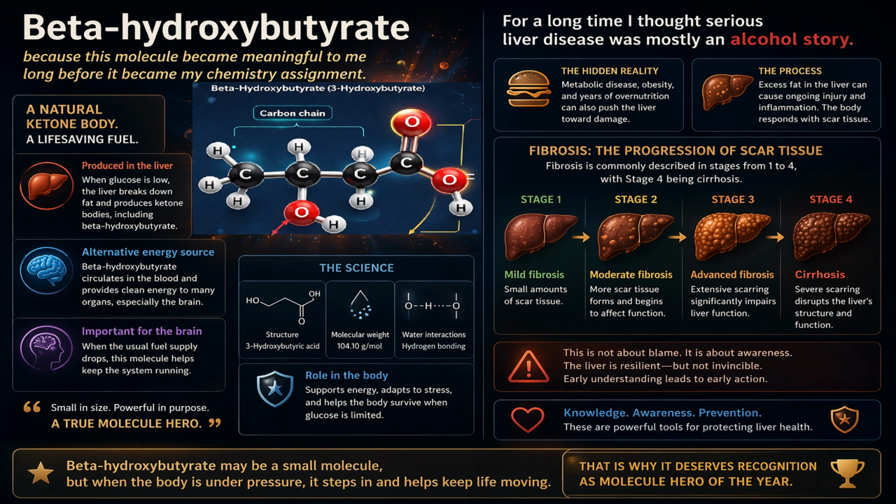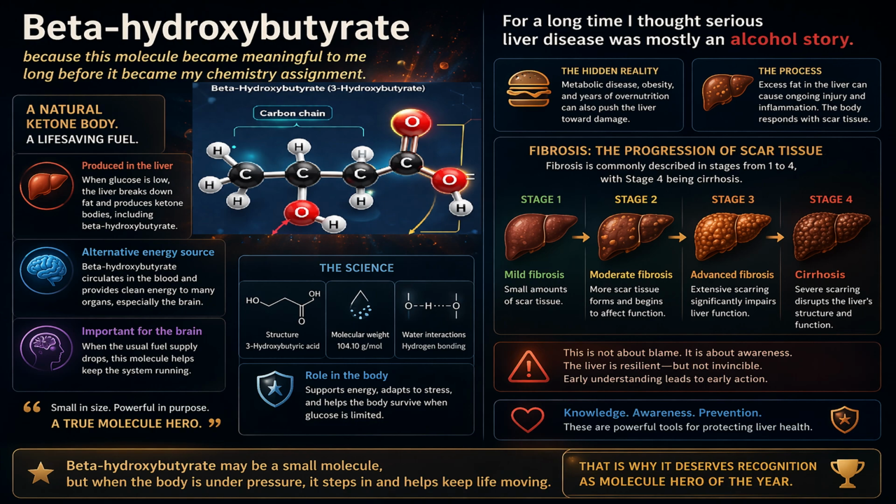being cirrhosis. What made this personal for me was that I had been told for years that I most likely had a fatty liver. But eventually I learned what that could mean: liver disease is not always loud in the beginning. It can develop quietly while normal life continues.